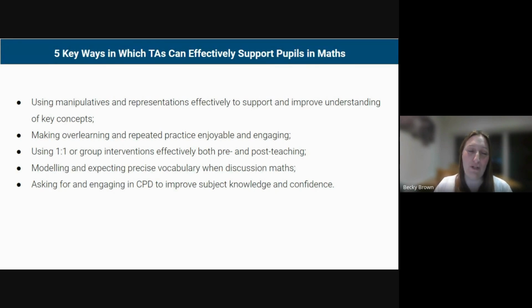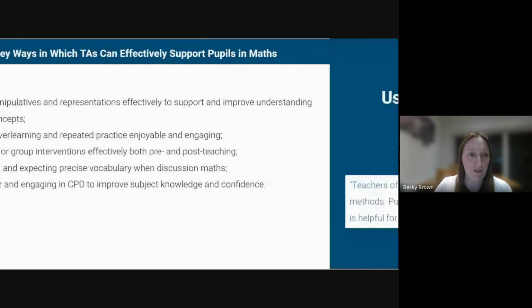And finally, we're going to talk a little bit about your right as TAs, and the fact that you're here, you already know this, but your right to ask for CPD to help you to improve your subject knowledge if you need it, and your confidence in maths, because that is a big barrier in maths across the board with teachers as well. So those are the 5 key areas we're going to look at today. So we'll move on to the first one.